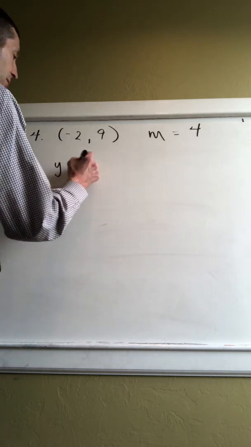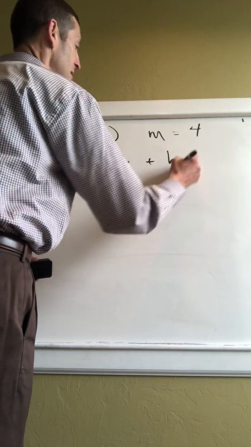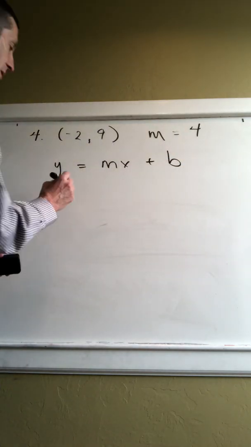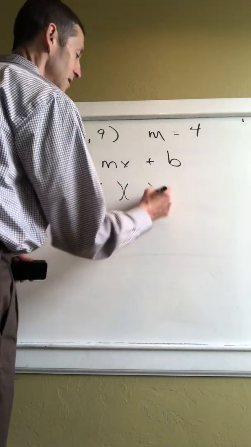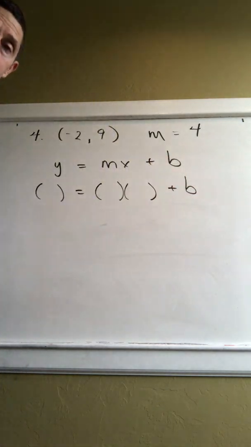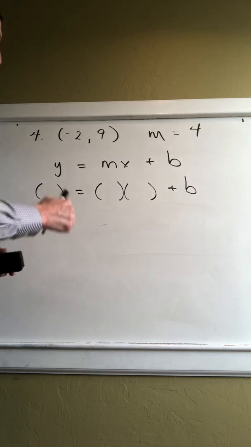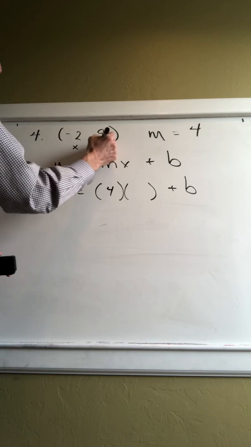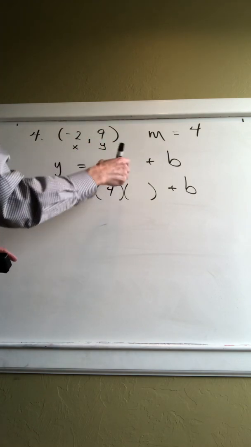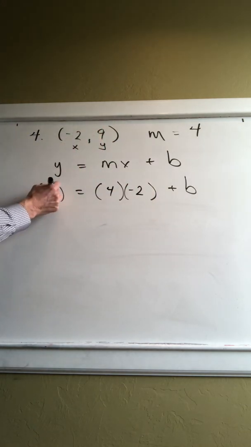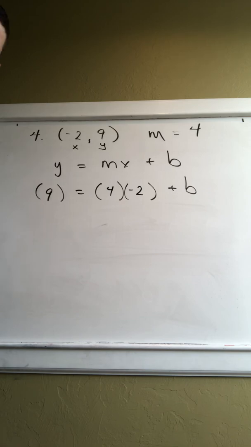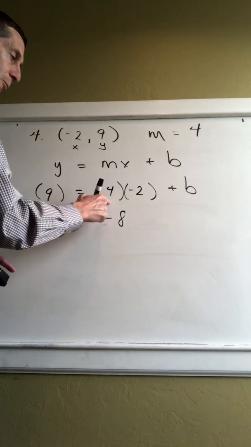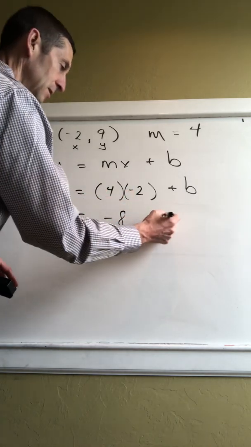So you write down your equation, y equals mx plus b. We're going to plug numbers in. So we know m, that's +4, we got that. x is provided, y is provided. Here's my x, -2. Here's my y, +9. Once you jump them in there, 9 equals 4 times -2, which is -8.